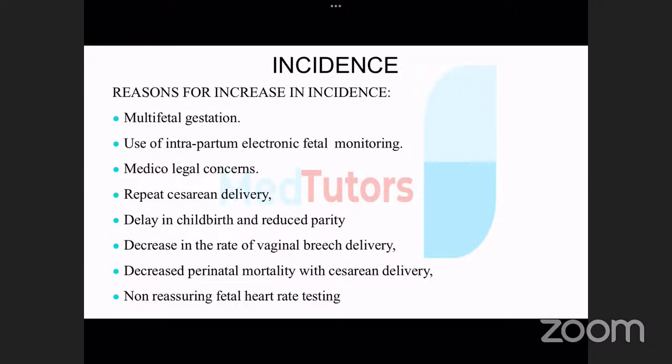Of course, iatrogenic factors: the increased use of intrapartum electronic fetal monitoring, the cardiotocograph, is associated with a higher rate of false positives. The fetal heart rate shows deceleration, and then when you go and deliver the baby, you say fetal distress, yet the baby will be shouting the moment the baby comes out of the mother's womb. There are medical concerns. These factors I mentioned earlier are of serious concern to the physician, to the doctor.